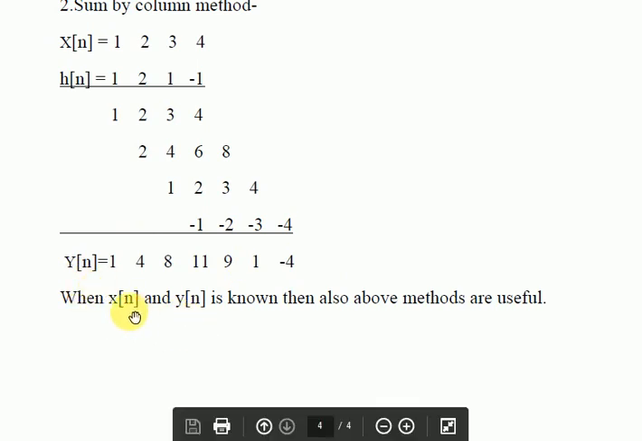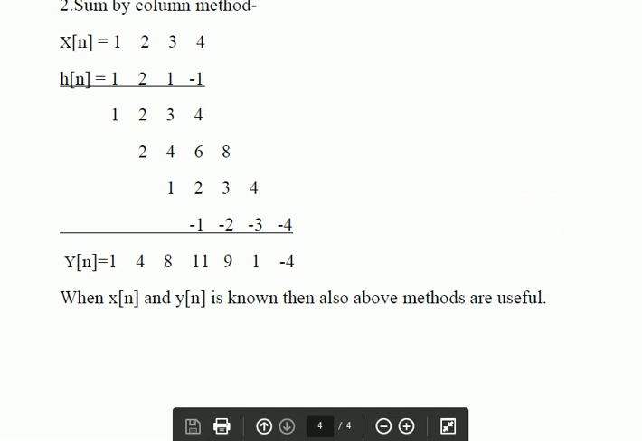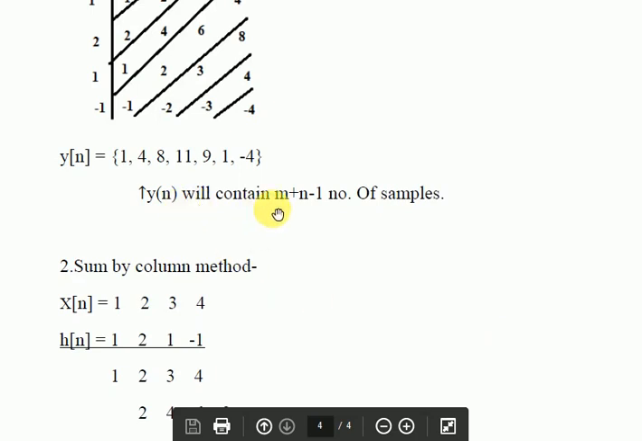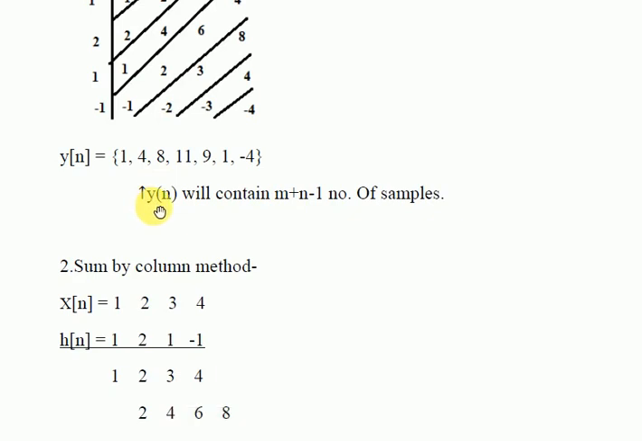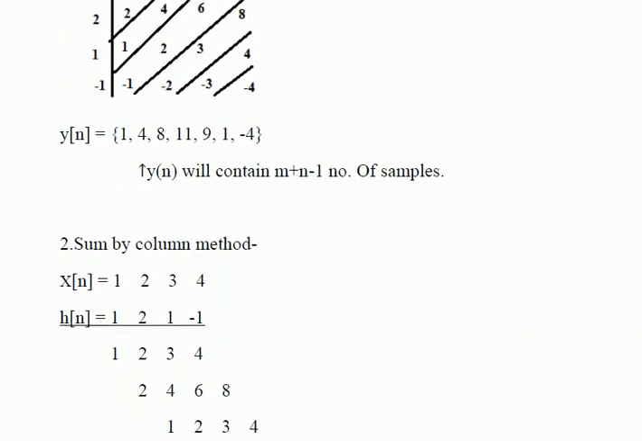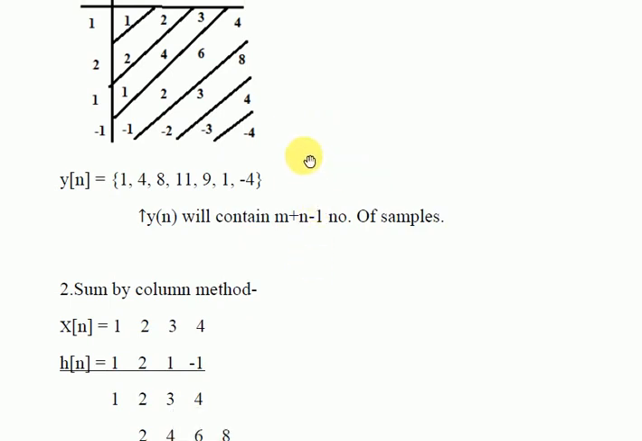And if you have x of n and y of n and you have to find h of n, then again you can apply either of these two methods. First of all, you know that y of n contains m plus n minus 1 samples. So the number of samples of y of n you know, and the number of samples m in x of n you know. You have to find n. Then you assume that a, b, c, d are the samples of h of n. You apply either of these two methods. I recommend you apply the sliding strip method. You can apply the other also, it makes no great difference, but I think the sliding strip method is simpler.